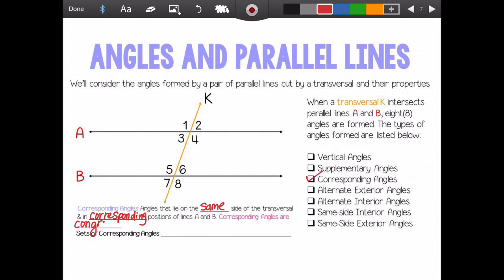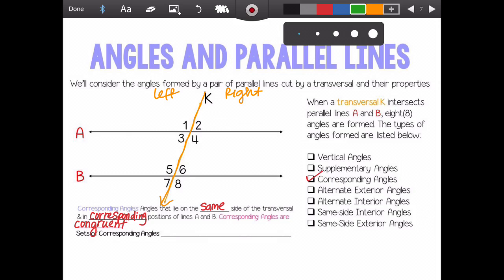Okay, again, congruent means that they're going to be the same measure. They're equal to one another. All right, so what does that mean? Angles on the same side of the transversal. So if we look, the transversal cuts this in half. Over here on this side, we have the left side of the transversal and we have the right side of the transversal. Corresponding angles are going to be on the same side and in corresponding positions.